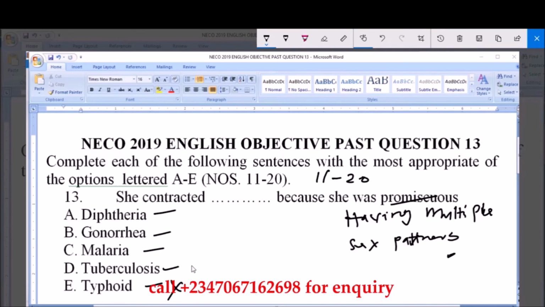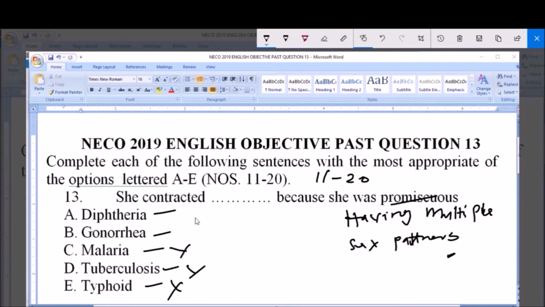Then she cannot also contract tuberculosis as a result of many sex partners. Then she cannot contract malaria by having many sex partners. The same thing is applicable to diarrhea, but she can contract gonorrhea by having many or multiple sex partners. So we can say that she contracted gonorrhea because she was promiscuous. So option B is correct.